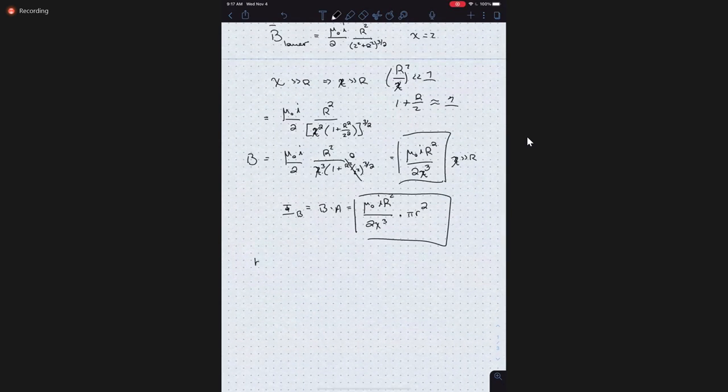Part B asks, okay, now determine the magnitude of the induced EMF in the smaller loop. So this is a fairly simple problem. We know that from Faraday's law, this is just minus N, change in flux, over change in time.